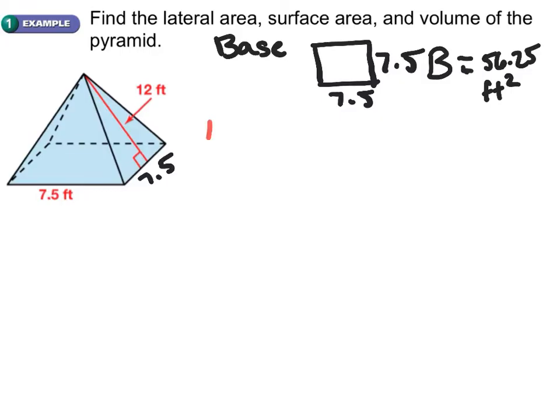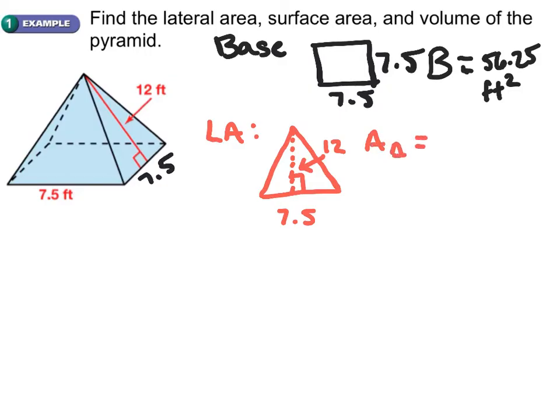Now for the lateral area, again, those lateral faces are all triangles for a pyramid. So if I redraw my triangle, I have this side length is 7.5, and the height of the triangle is 12. So the area of one triangle, for this example, would be 1/2 times 7.5 times 12. So the area of the triangle, if we plug that in, is 45.